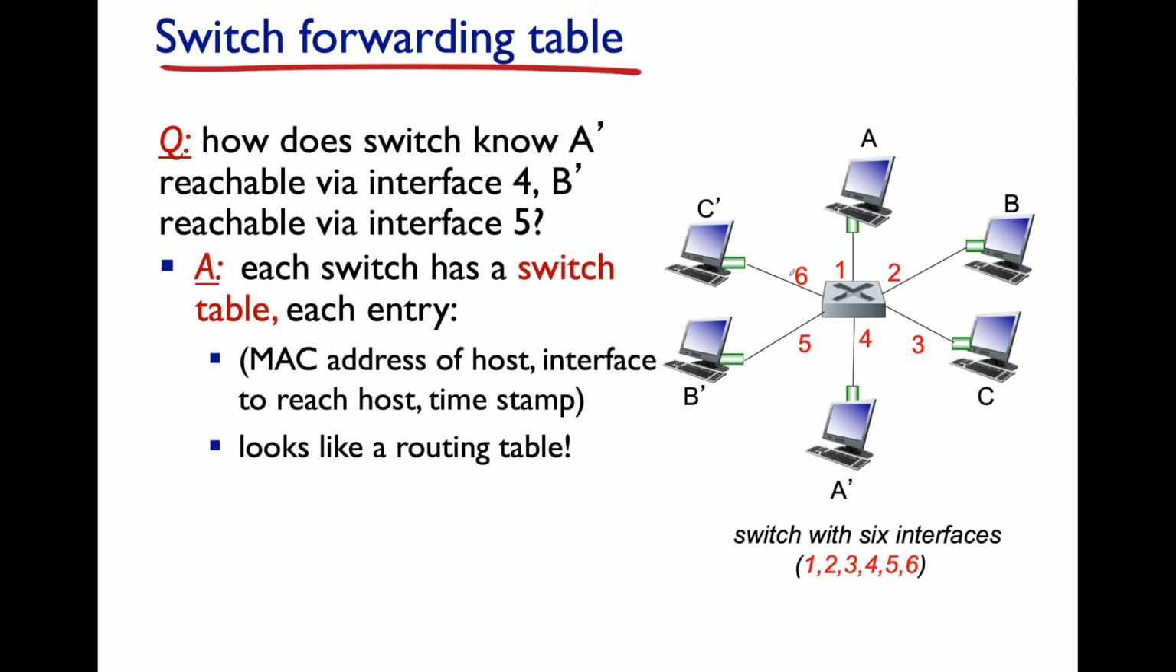Each switch has a switch table entry, and that switch table entry contains 2 pieces of information: a MAC address of the host, the destination MAC address, and the interface in order to reach the host. Now, of course, you want this thing to be dynamic and plug and play, so you also include a timestamp, and that timestamp acts like a TTL field. Once that timestamp has expired, it repopulates that entry in the switch table. And so this looks a lot like a routing table, only it deals with destination MAC addresses, not destination subnets.